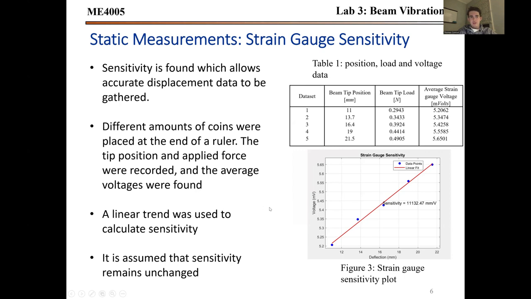Okay, sensitivity is what allows accurate displacement data to be gathered. How we got sensitivity is that different amounts of coins were placed at the end of the ruler, and we calculated the applied force, tip position, and average voltage, and we put them all on a plot. A linear trend was used to calculate sensitivity.